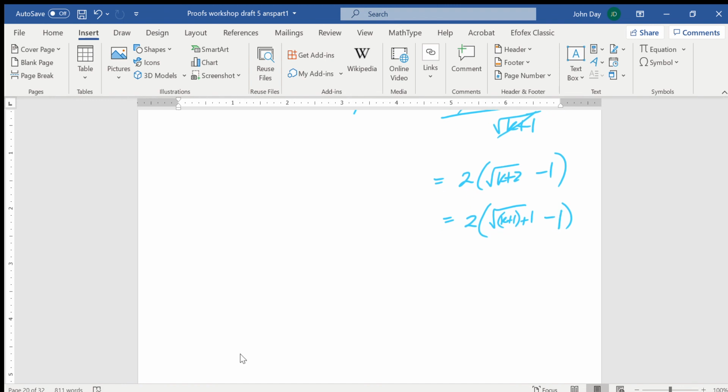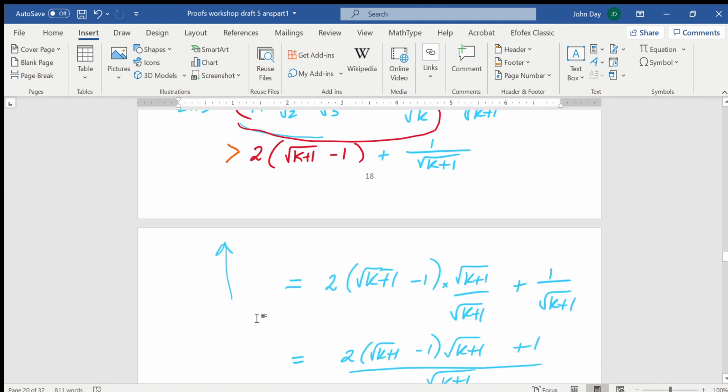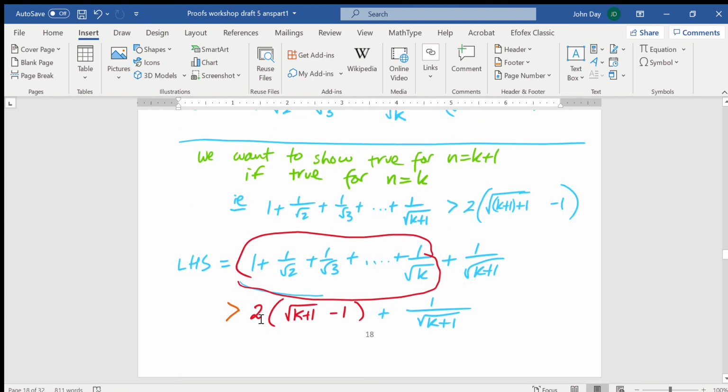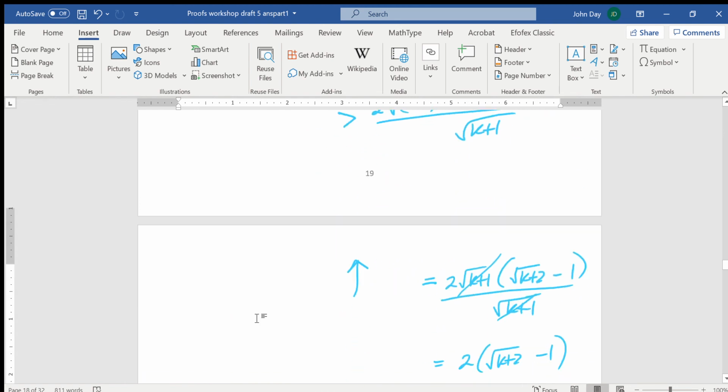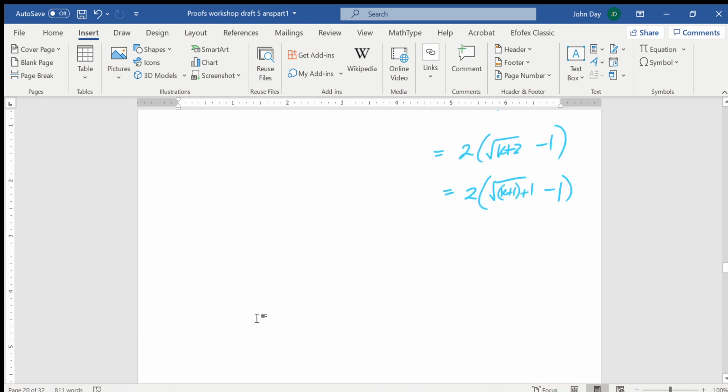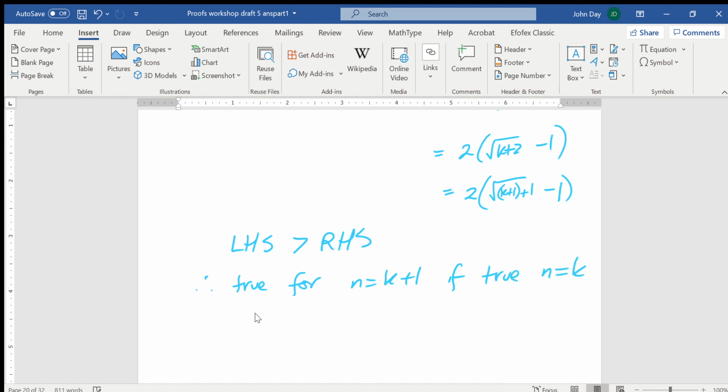So that's actually given me the proof that I want, because that's what I was requiring to prove way back at the beginning of this induction step. So the left-hand side is bigger than the right-hand side, and therefore it's true for n equals k plus 1 if true for n equals k.